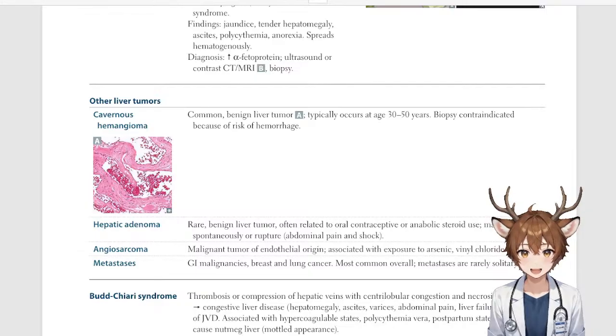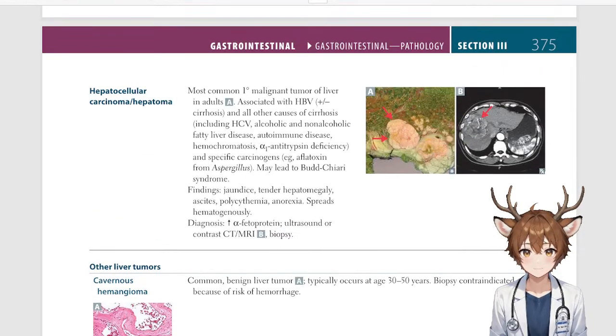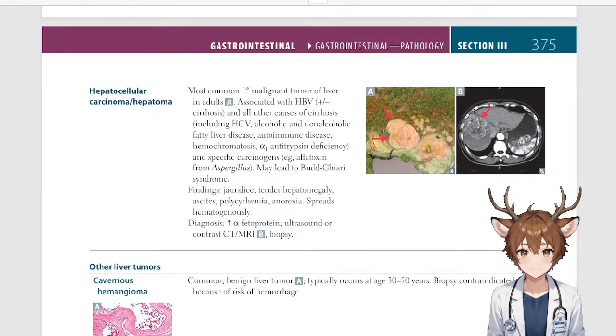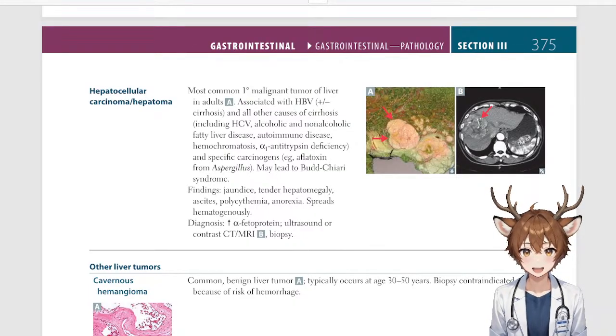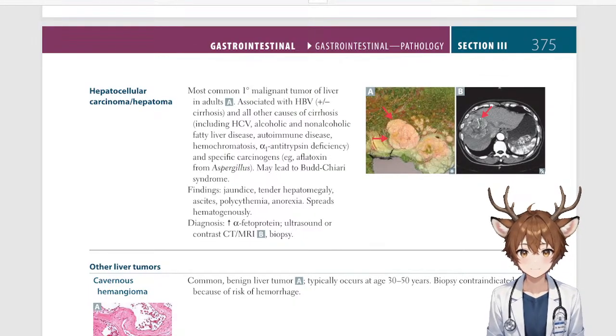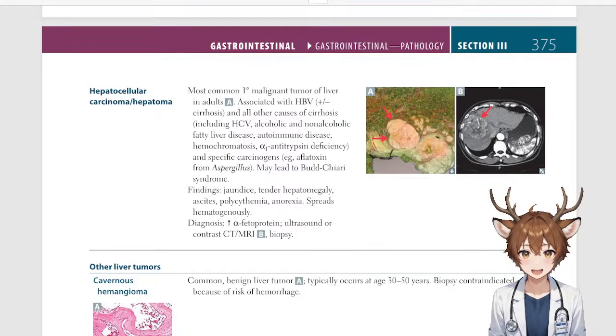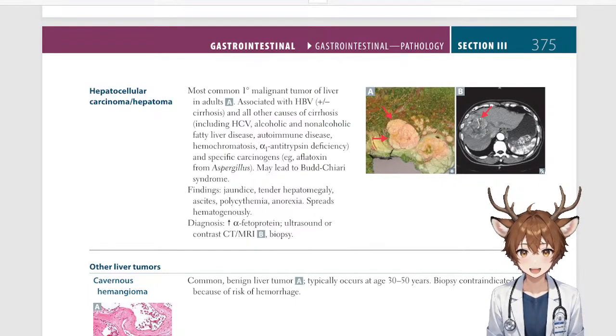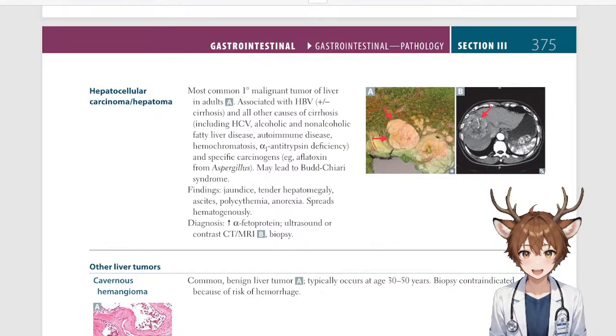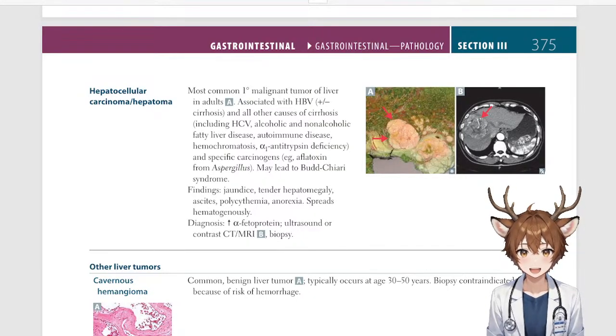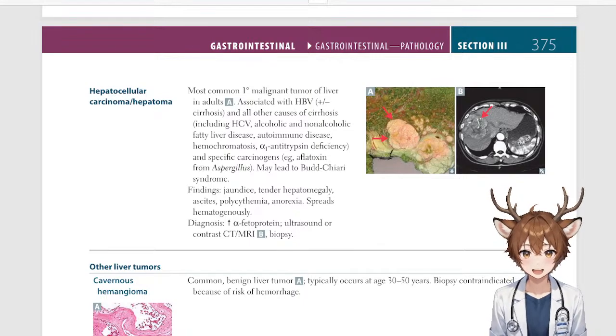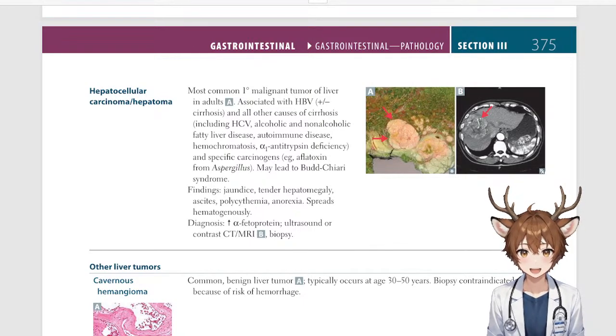Hepatocellular carcinoma. Hepatocellular carcinoma, also called a hepatoma, most common primary malignant liver tumor in adults, associated with the HBV plus or minus cirrhosis and or all other causes of cirrhosis, including HCV, alcoholic and non-alcoholic fatty liver disease, autoimmune disease, hemochromatosis, Wilson's disease, alpha-1 antitrypsin deficiency, and specific carcinogens like aflatoxin from aspergillus.